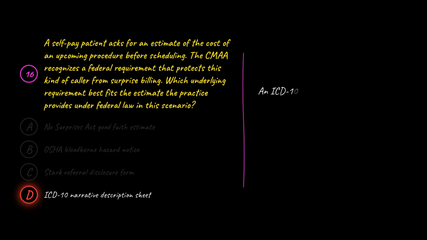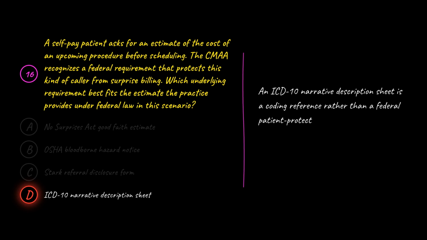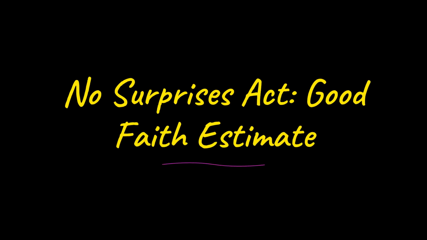D is wrong because an ICD-10 narrative description sheet is a coding reference rather than a federal patient protection notice. So it does not match the requirement that drives the cost estimate the patient is requesting. The No Surprises Act is a federal law that took effect in 2022, designed to shield patients from unexpected medical bills. Let's look at the specific protection it creates for self-pay and uninsured patients.